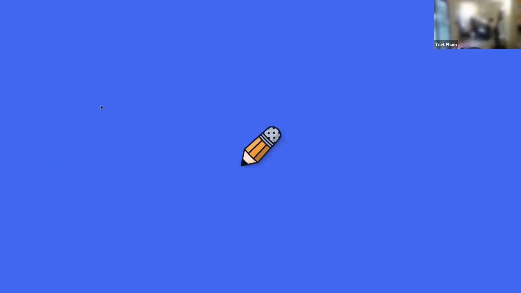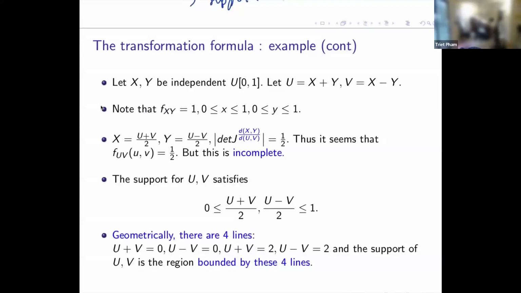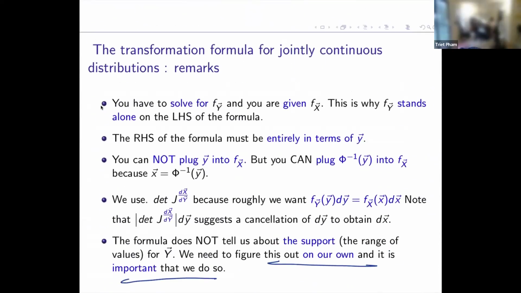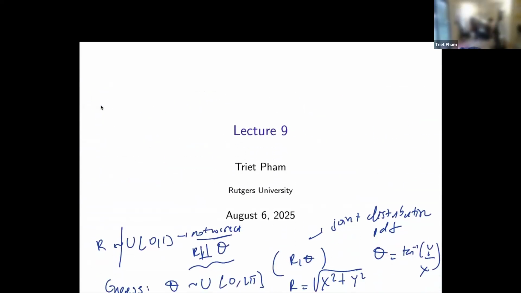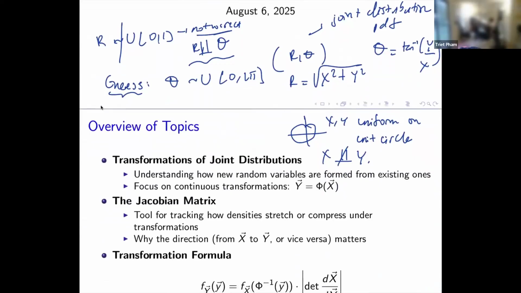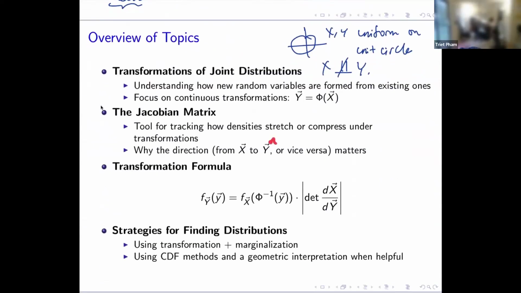All right, let us continue. So last time we were talking about finding the densities of transformations of a random vector to another.